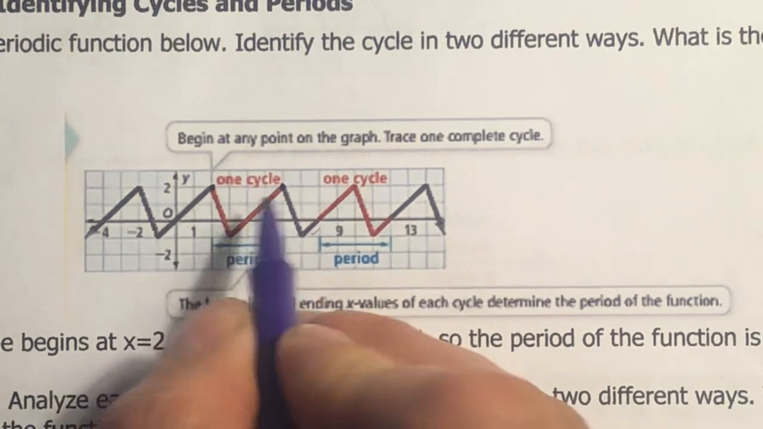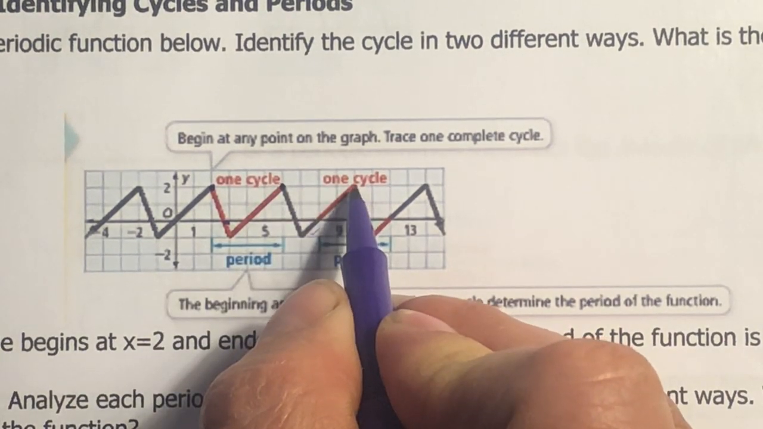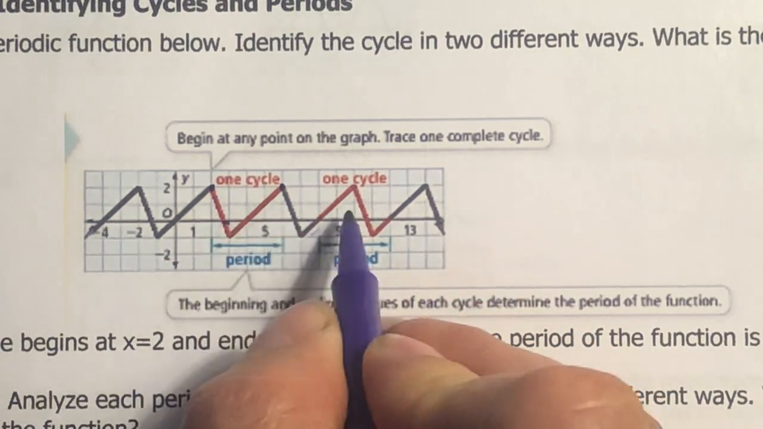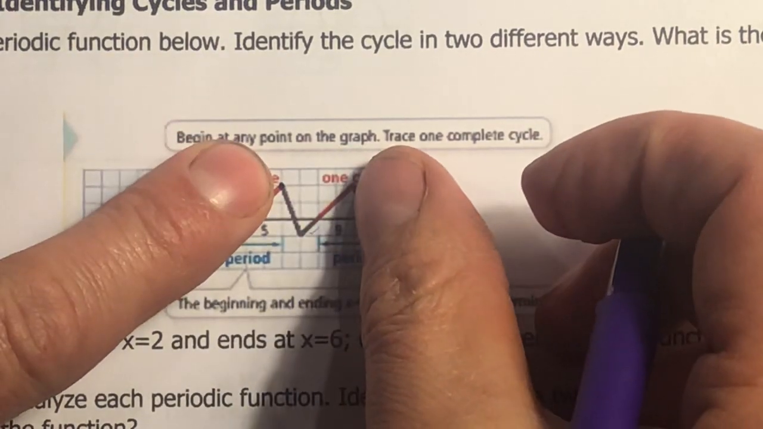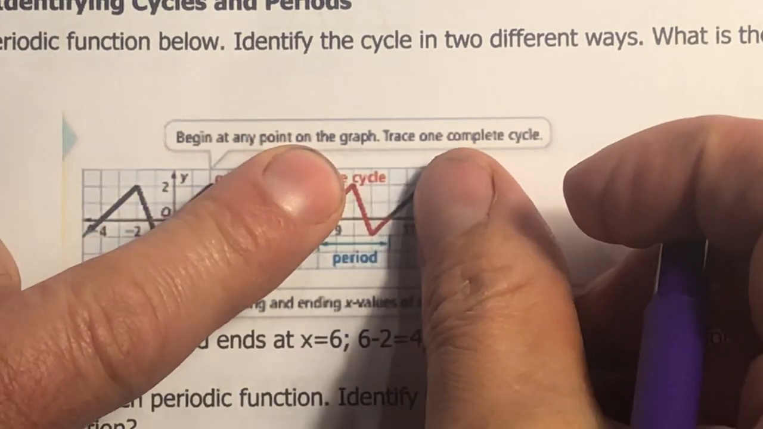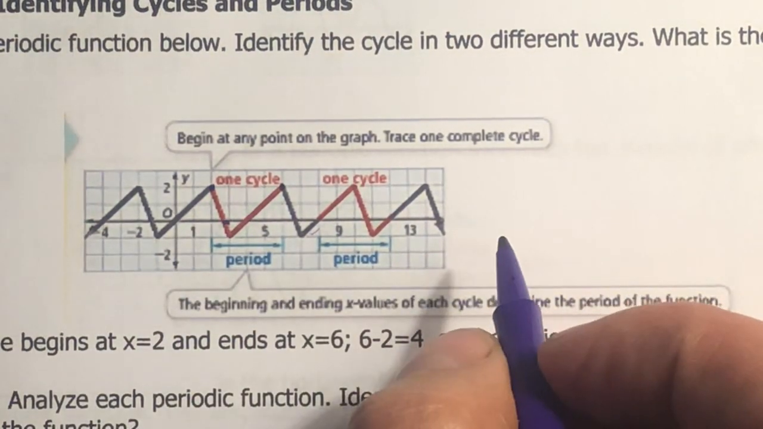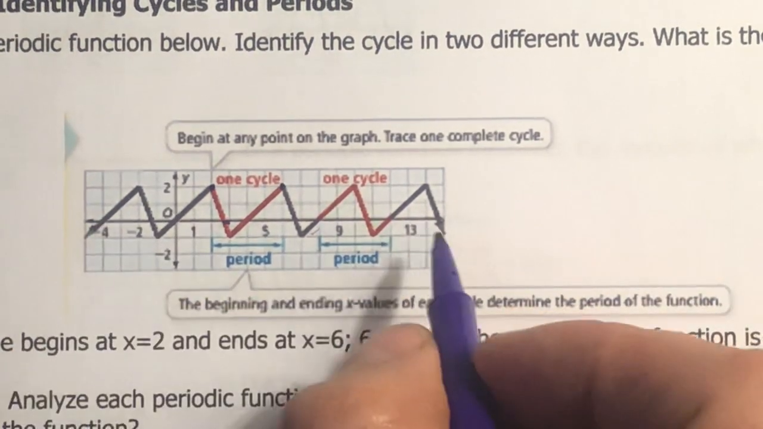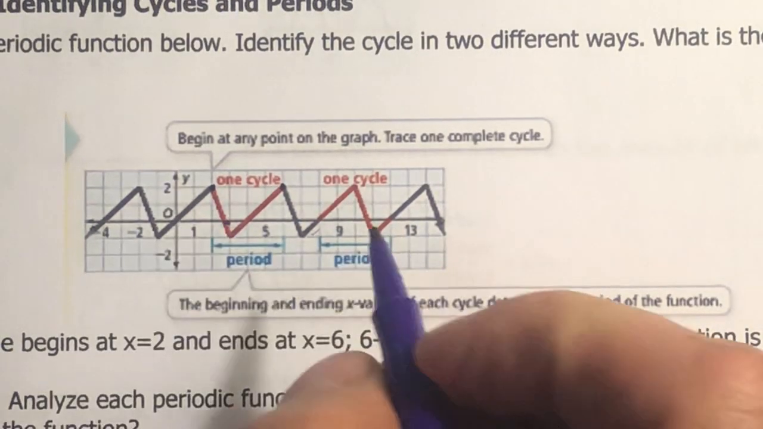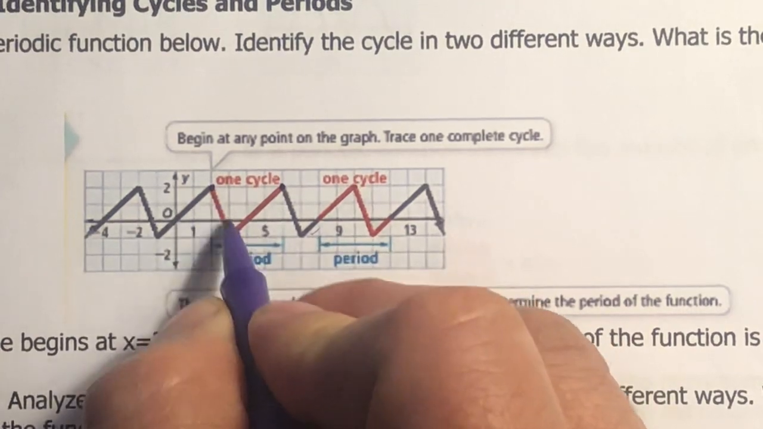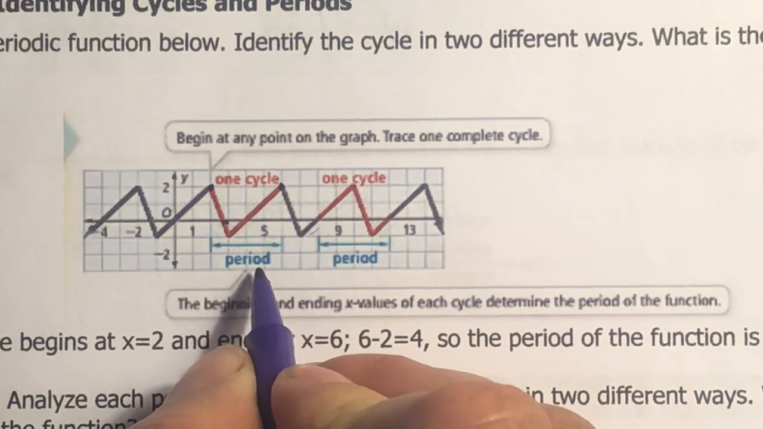If I were to take that and slide it over, it would match up perfectly to that spot. If you kept on sliding it over, that right there looks just like that, which looks just like that. That's what we mean by a repeating pattern. So this is periodic, and we would say that this in red is a cycle. That's one cycle. Now the length of that cycle is referred to as the period.